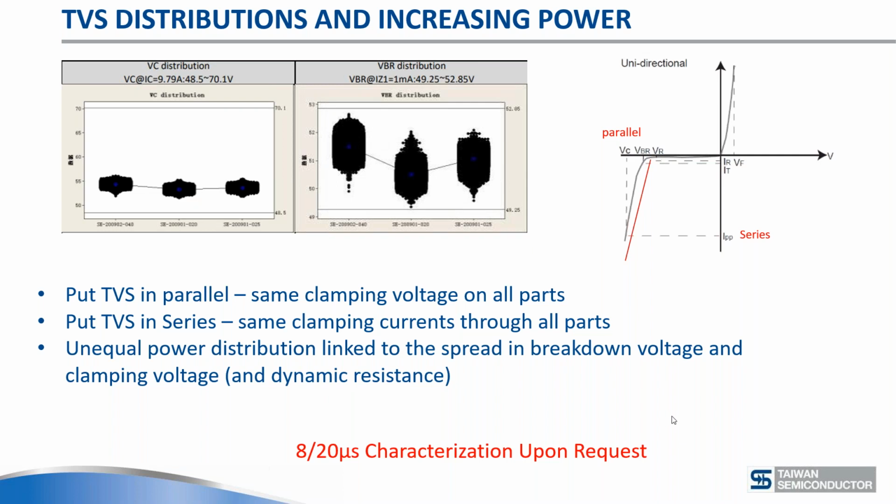Also, obviously, we have in our data sheets a 10/1000 characterization. At 8/20 pulses, the dynamic resistance of the device is different. So if you are using pulses like that and want more information, the 8/20 characterization is available from us upon request.